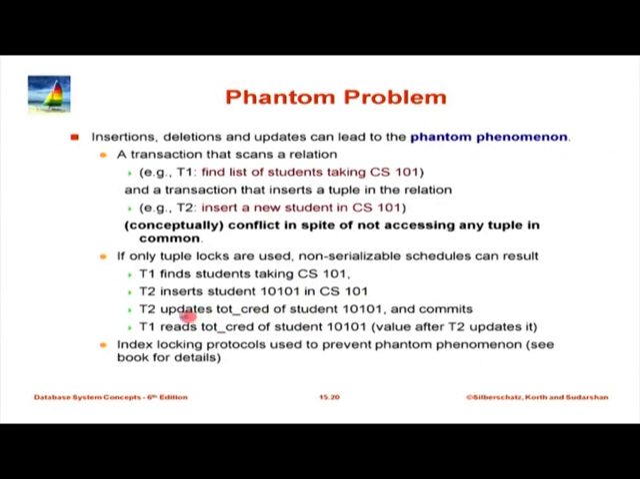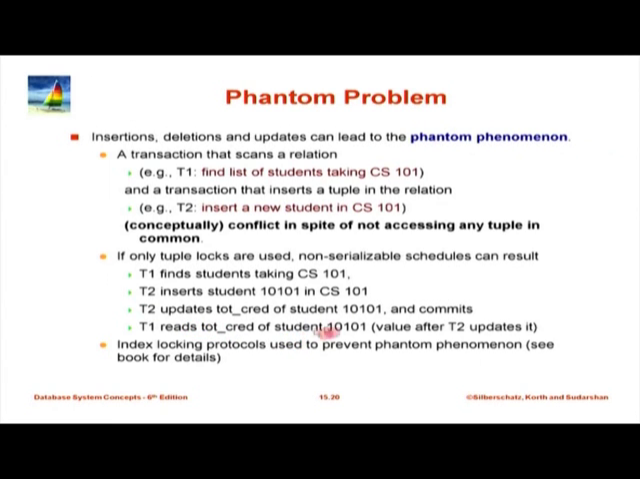So T2 can get the lock. So far, so good. Now, supposing T2 updates the total credits of the same student, 10101, and it commits. When it commits, it's going to release all its locks, and it goes away. So far, so good. Now, supposing T1 reads the total credits of the student 10101. It's going to get a lock at this point. And what is the value it sees? T2 has already updated that and it has committed.